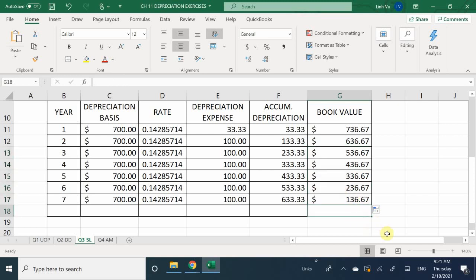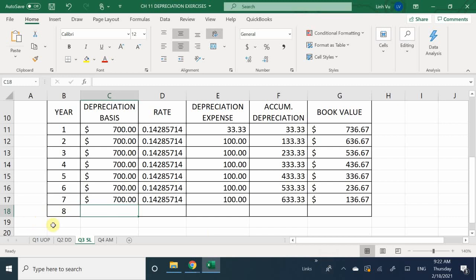Now, how old is the asset right now? It's only 6 years and 4 months. So how many more months do we still have? 8 more. So therefore, we can carry on to the next year.